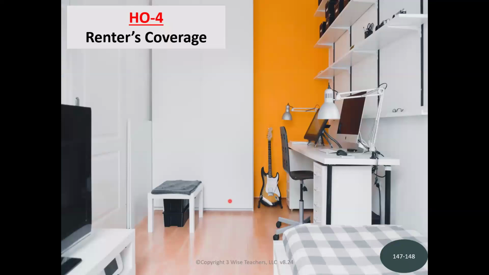Another homeowners policy is the HO4. That's your renter's coverage or your tenant's insurance. The tenants will have insurance to cover their stuff. The landlord or the homeowner should have a policy to cover the structure of the unit, but the renters are going to have an HO4 policy, a renters or a tenants policy for their stuff.